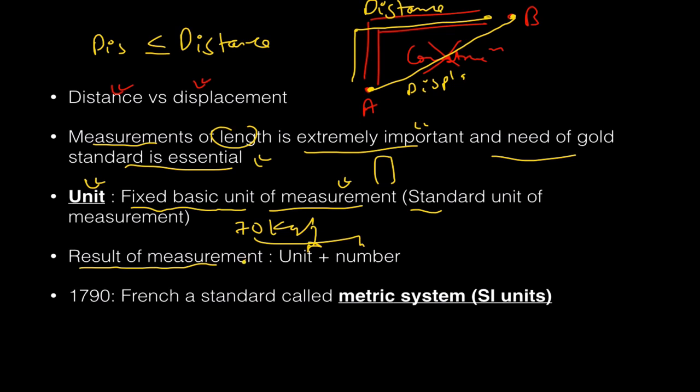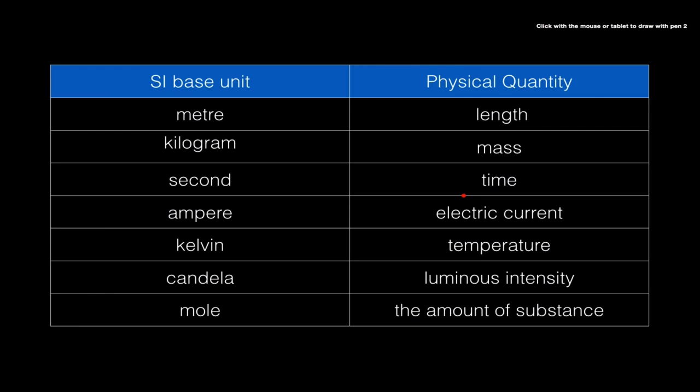And where does this kgs come from? Basically the French developed a method called the metric system, which had SI units. It's called Système International, a French phrase meaning international standard units. So these are the 7 units. You must remember them by heart. It can be asked anytime.